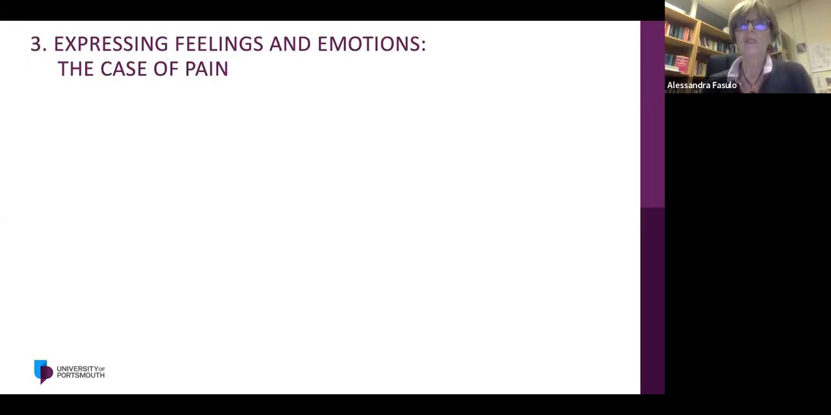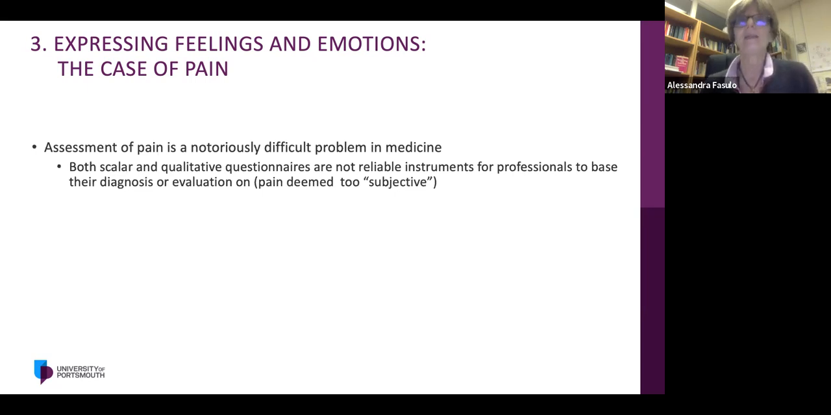Okay, moving on to expressing feelings and emotions, and our specific topic for today. What can we say? Assessment of pain is a problem, especially now that chronic pain is a problem, and it's growing. So there are scalar and qualitative questionnaires. By scalar, I mean 1 to 10, and qualitative are a list of adjectives or things like that, but they're not considered reliable for diagnosis or evaluations from professionals, because pain is subjective. These things mean different things to different people. My 4 is not your 4.